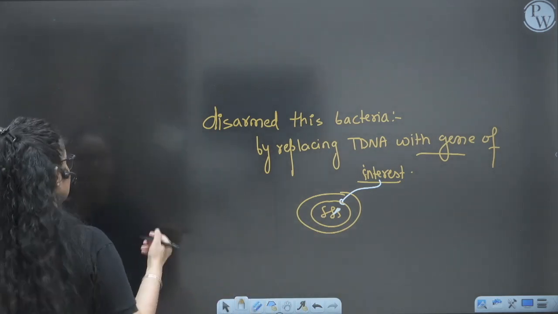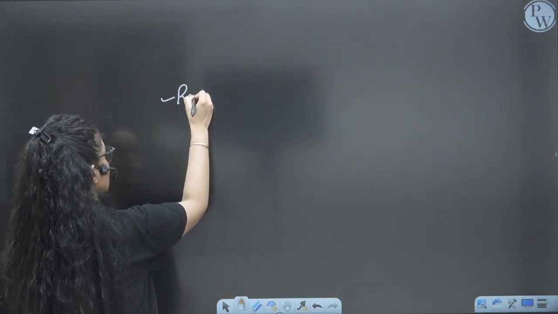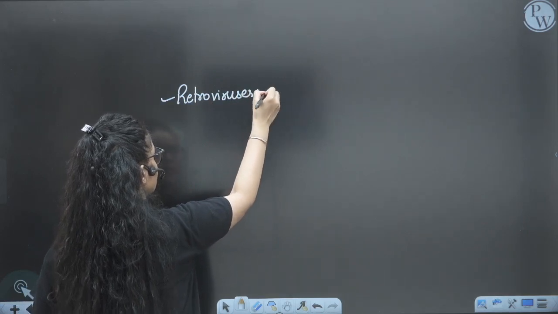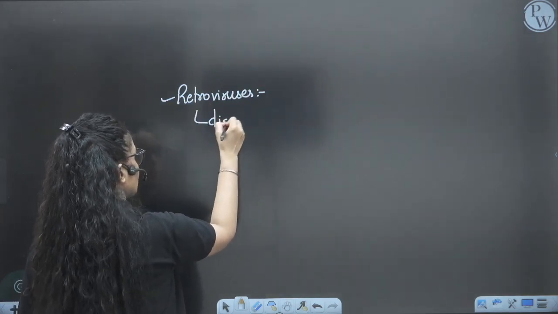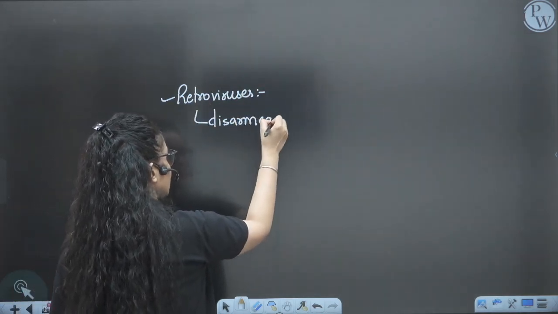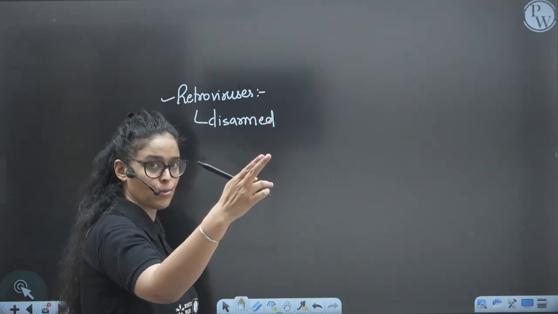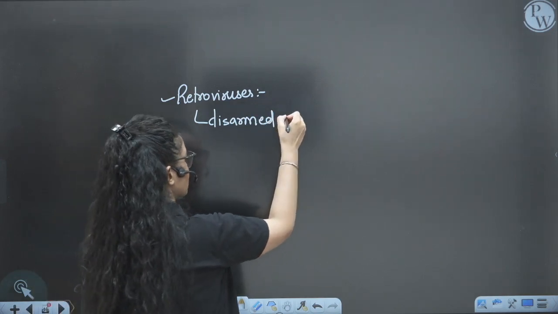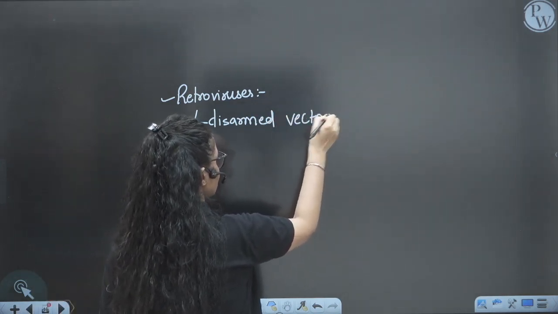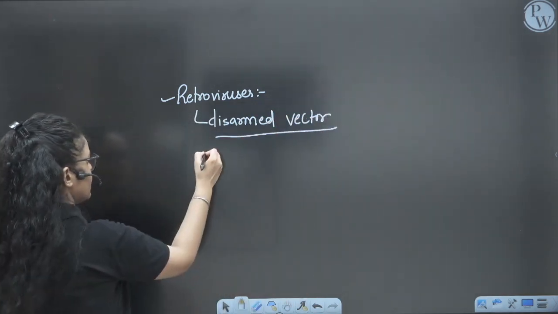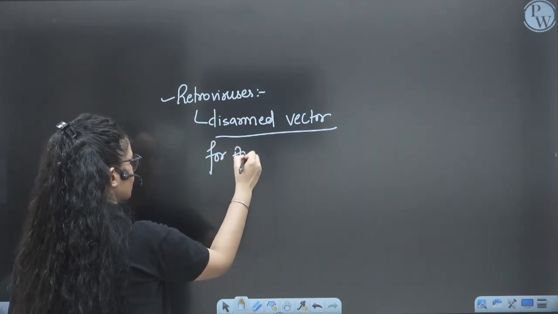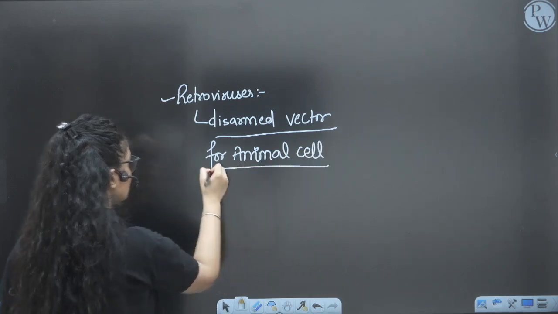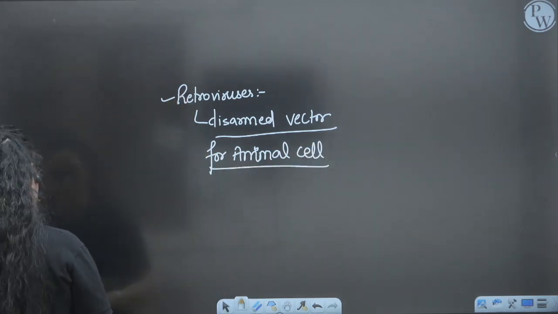In the same way, retroviruses are also used as vectors. These are also disarmed. We just cut out the gene that is responsible for cancer and replace it with the gene of interest. So these are also disarmed vectors. We disarm them and convert them for our animal cells, right? So we can put the gene that we want into the animal cell using the retrovirus as a vector.